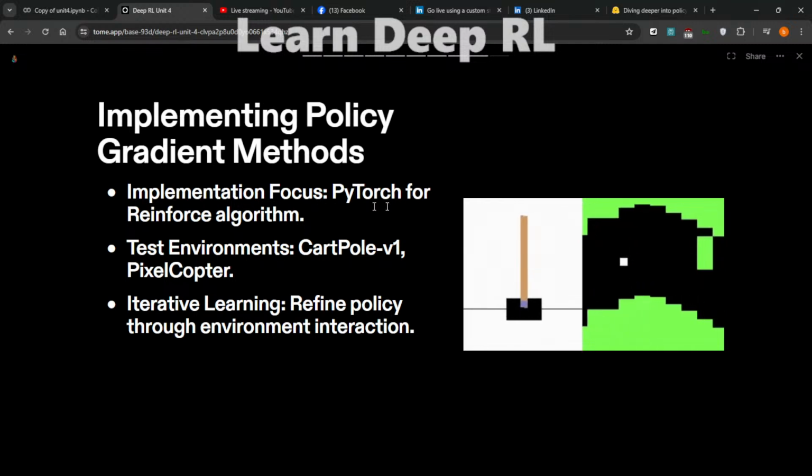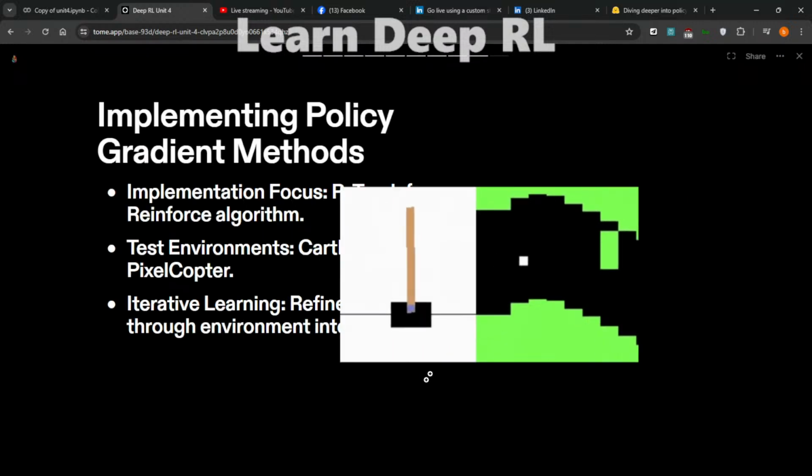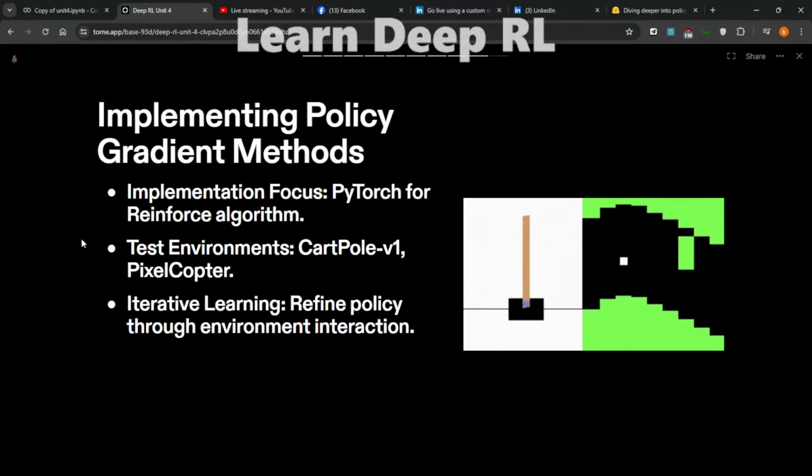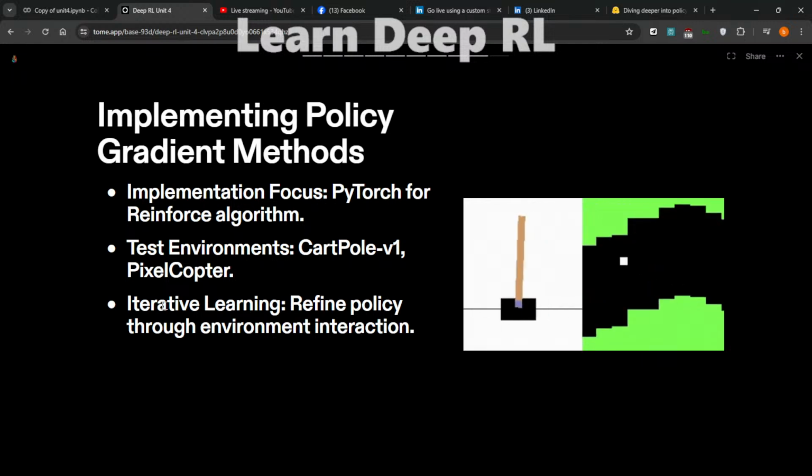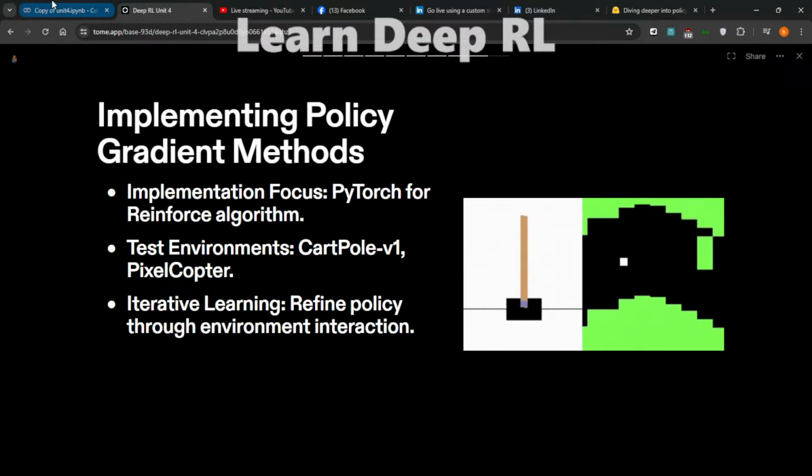So now this is the training environment that we are doing for the hands-on portion of the course this week. The goals are implementation of PyTorch and the reinforce algorithm, the Monte Carlo reinforce algorithm. We're going to be using two environments, Cartpole version 1 and the Pixelcopter. And we're going to be following iterative learning by refining the policy through environment interaction. So that's the central dogma of reinforcement learning.